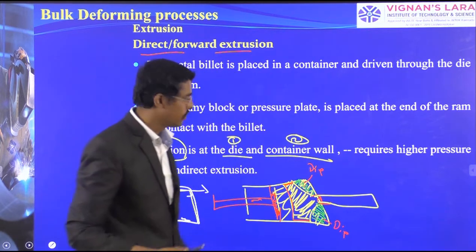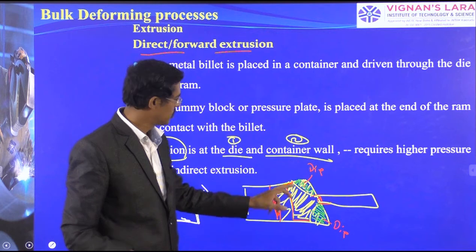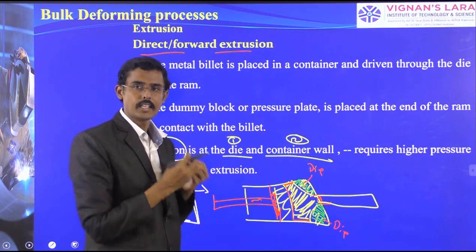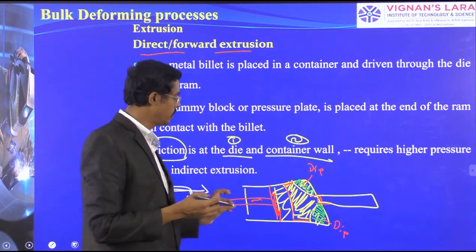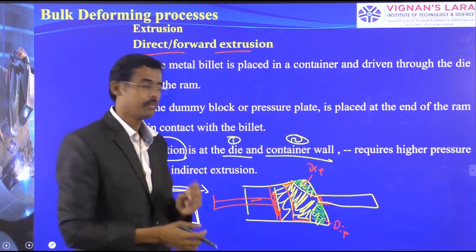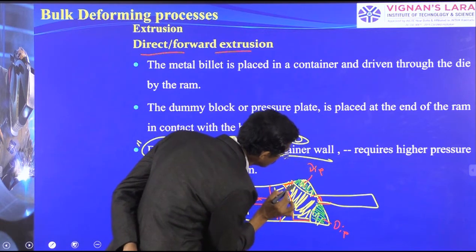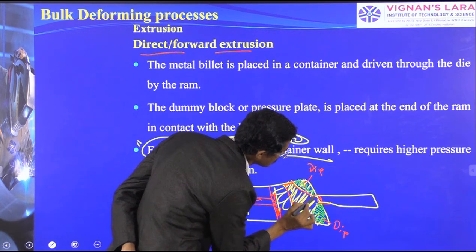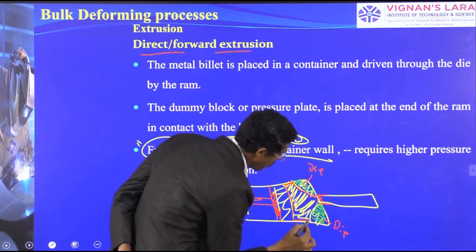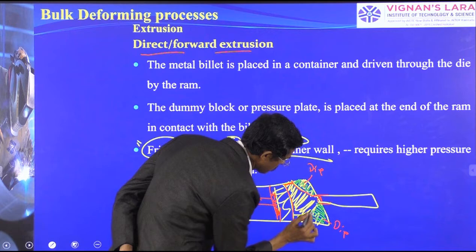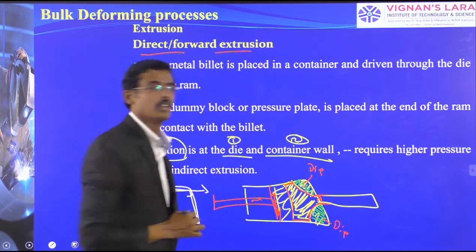This belongs to the die. When we proceed on the container, we have a friction contact. It is acting as a grip. We need more force. At the same time, this billet is also in contact with the die surfaces. You see the die surfaces, and then it comes out. It is also having friction at the die surfaces. This is the die surface.